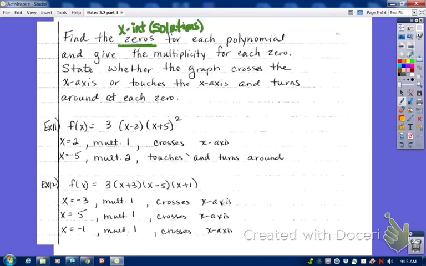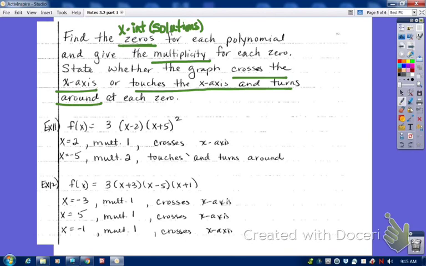It's asking you to find the multiplicity, which you've never seen before. And it's asking you to state whether the graph crosses the x-axis at each intercept or whether it touches the x-axis and turns around. So that's a whole lot of stuff. So let's kind of break it down. They're going to start by giving you equations that are already factored.